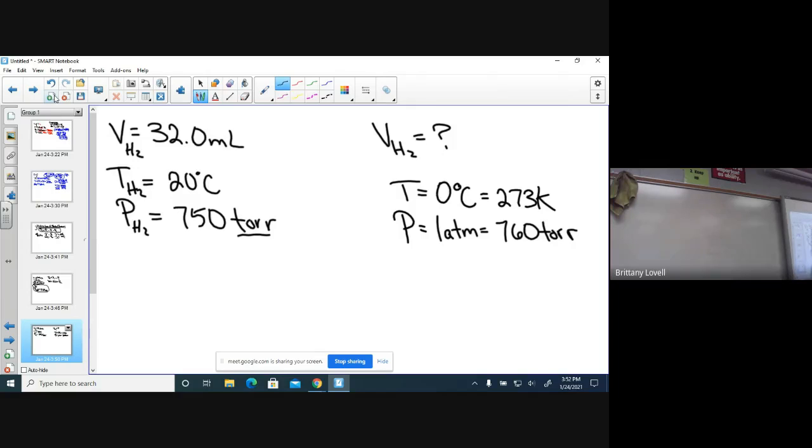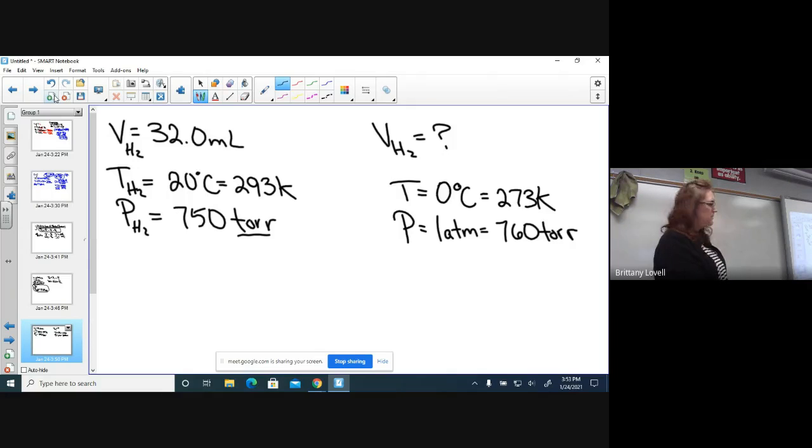Okay. I'm going to go back over here, and while I'm fixing stuff, I'm going to go ahead and fix my temperature. I'm going to add 273. So this is going to be 293 Kelvin. So I've got two sides to this equation. All right. I got two pressures, two temperatures, two volumes.